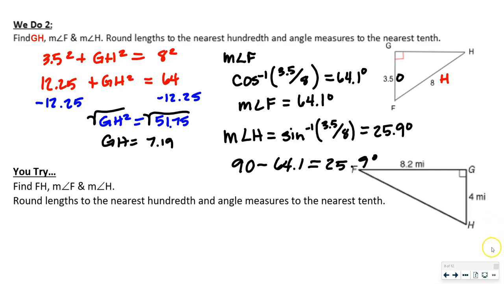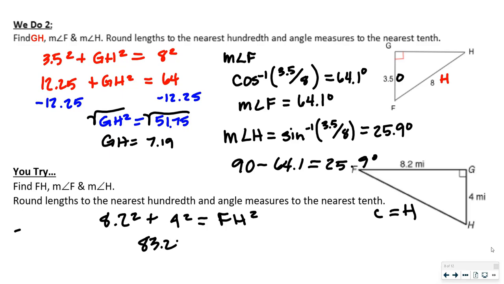So again, FH is going to be my hypotenuse, which is equal to my C, yes? So we would do 8.2 squared plus 4 squared. That equals FH squared, right? When I added these two together and combined them, I got 83.24 equals FH squared, right? What do we do? Take the square root of both sides, right? So FH is going to be equal to 9.12, and it would be miles.